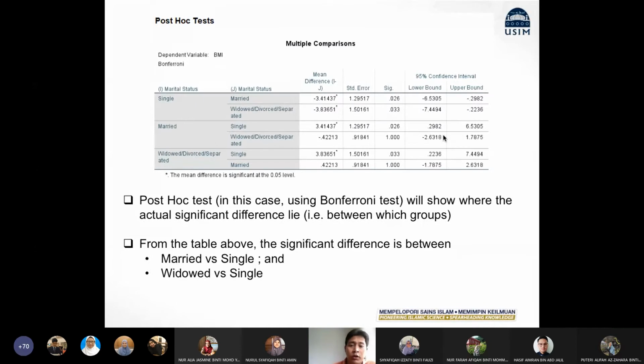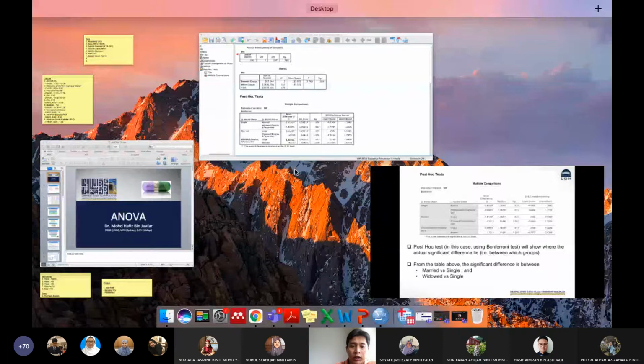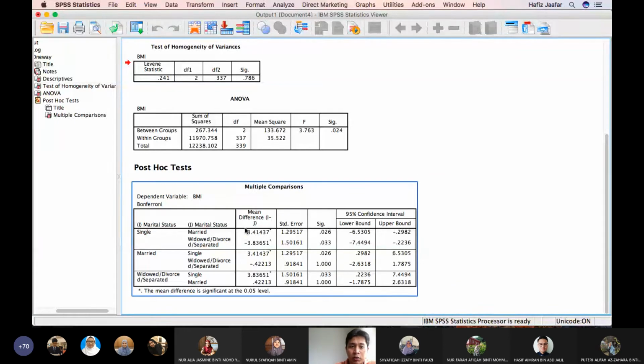So for post hoc in this case, we use the Bonferroni test. What is the function of the post hoc test? The post hoc test will show you where the actual significant difference lies. So this is our post hoc test in the SPSS output, the bottom table, multiple comparisons. Okay, so we use Bonferroni.